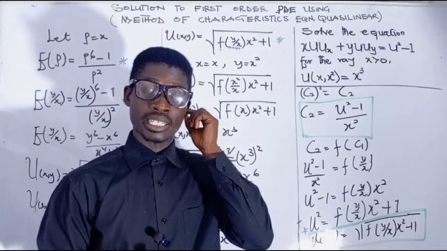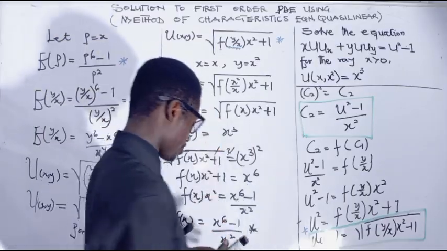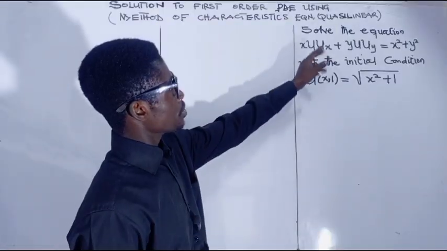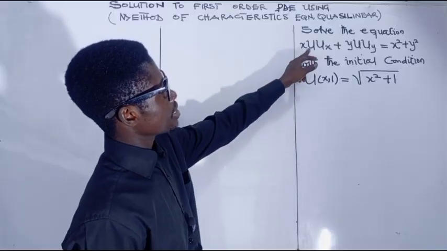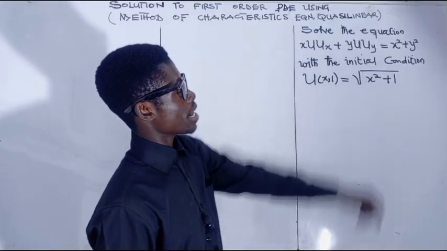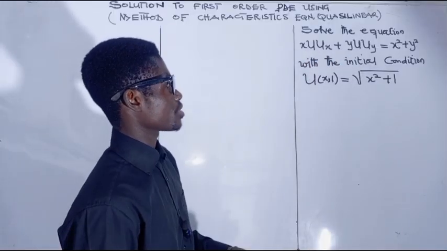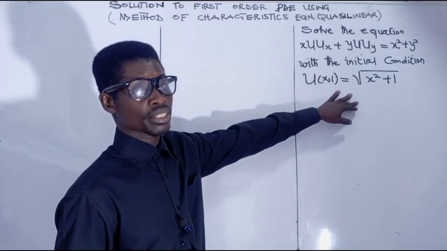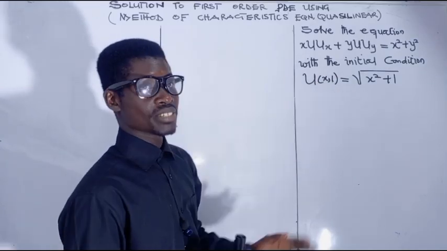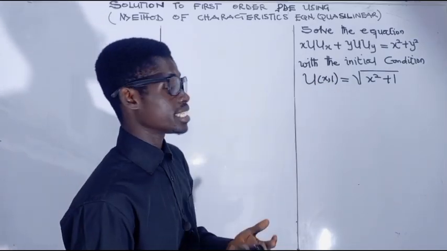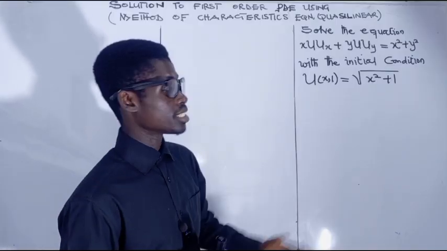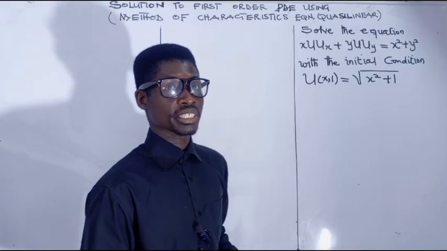We are going to look at another example. So we want to solve the equation x u u x plus y u u y is equal to x squared plus y squared, with the initial condition this. So we have to find the general solution, and once we are done with the general solution, we find the particular solution using the auxiliary condition given.